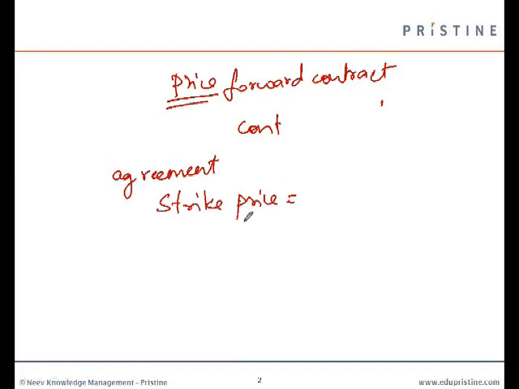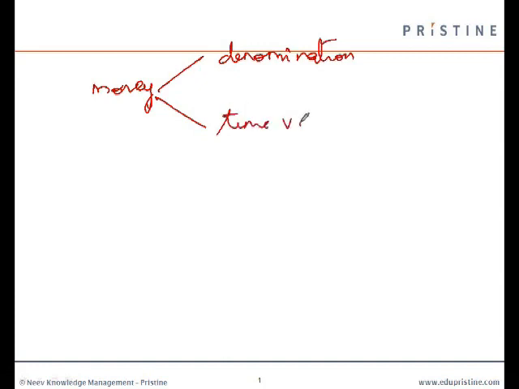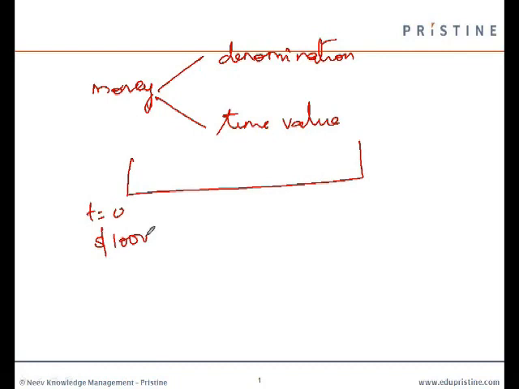For this you need to know your time value of money concepts. I assume most of you understand what that is, but let me give you a very brief idea. When it comes to finance, money has two parts: one is denomination, magnitude, and it also has a time value. What it means is, I give you two choices. As of today, I'll give you 1,000 rupees or $1,000, versus the other choice, 1 year down the line, I'll give you $1,000. Which one do you take and why?